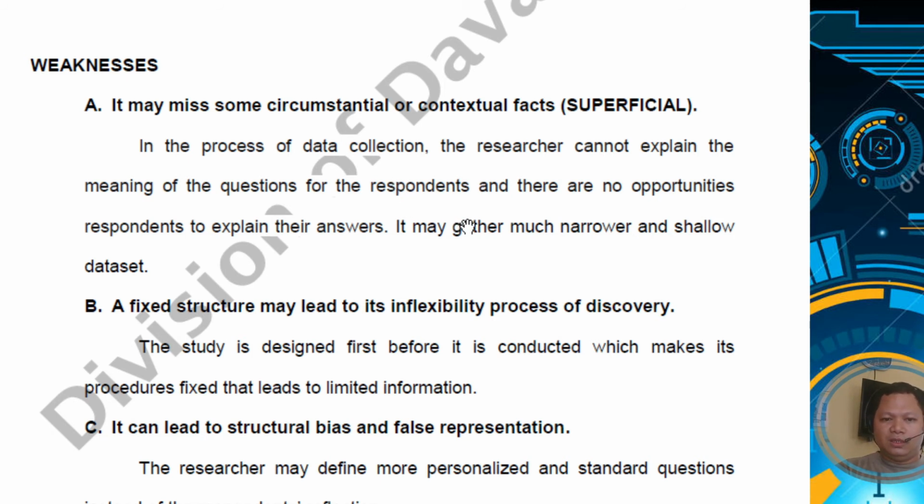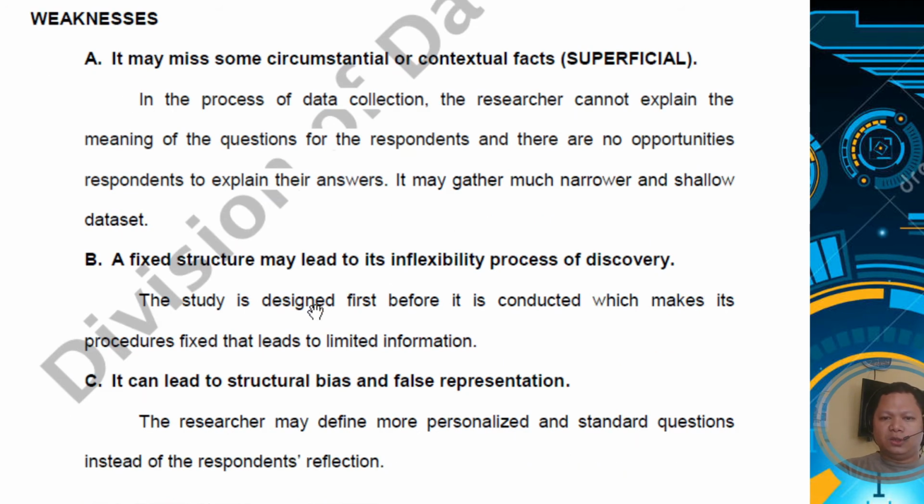Okay, for letter B, a fixed structure may lead to an inflexible process of discovery. Because it's already structured, and it's more of a scientific approach, it is inflexible. Just like in qualitative research, it's flexible, so you can discover more themes while you conduct the study along the way.